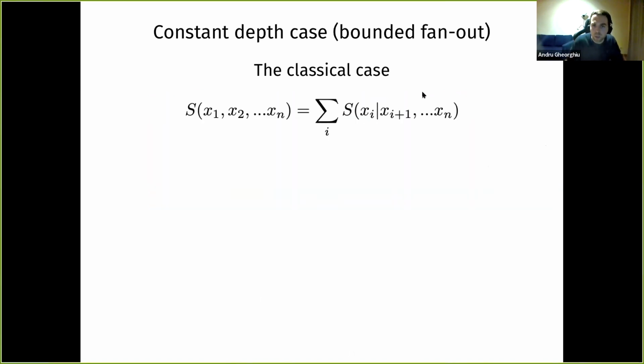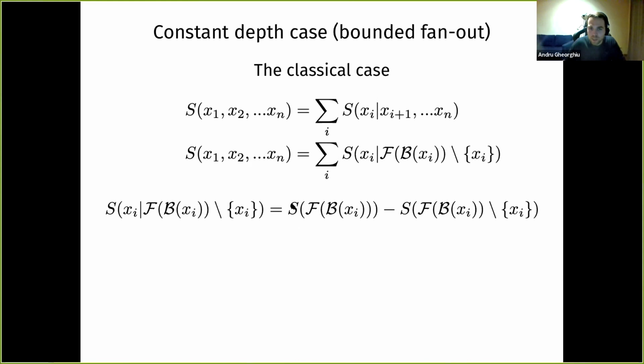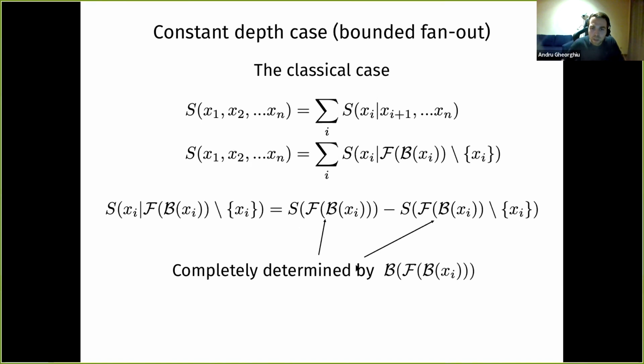And so this means that when we look at this chain rule entropy formula, when we condition on all of these variables, really we are only interested in the variables that xi could be correlated with, because everything else, if it's uncorrelated, is not going to affect the entropy. So that means taking the set of the forward light cone of the backwards light cone of xi and subtracting xi itself from it. And we can just express this as this entropy minus this entropy using the formula for conditional entropy. And importantly, as I mentioned, these sets are of constant size.